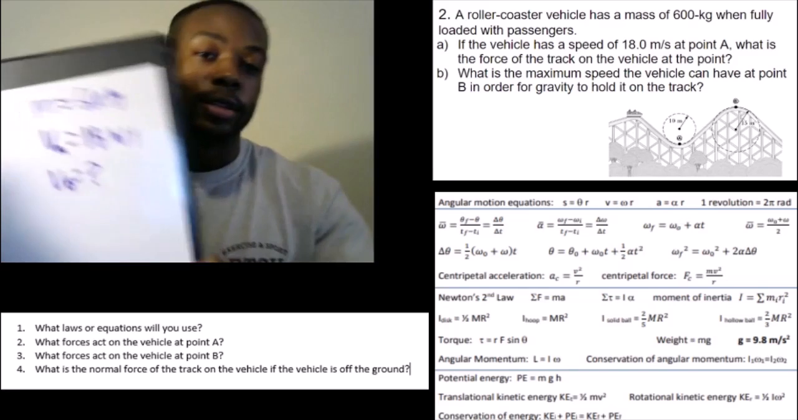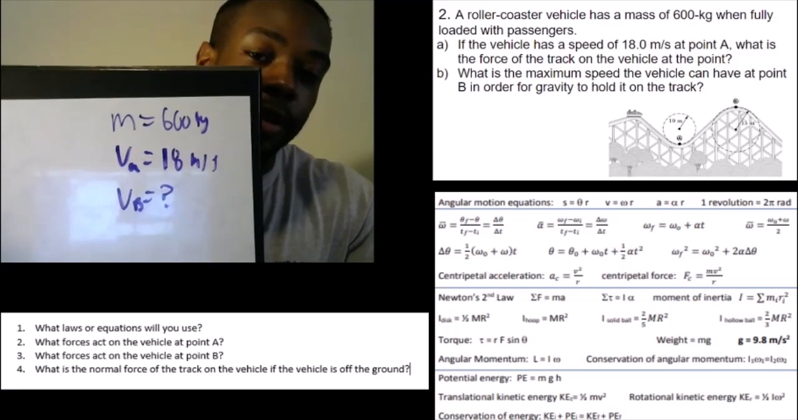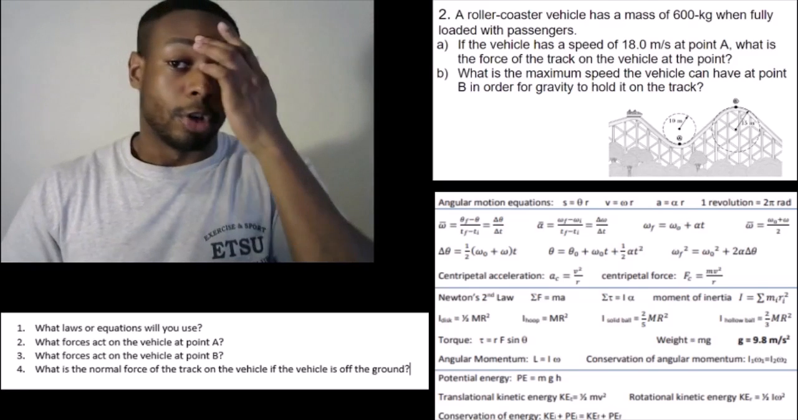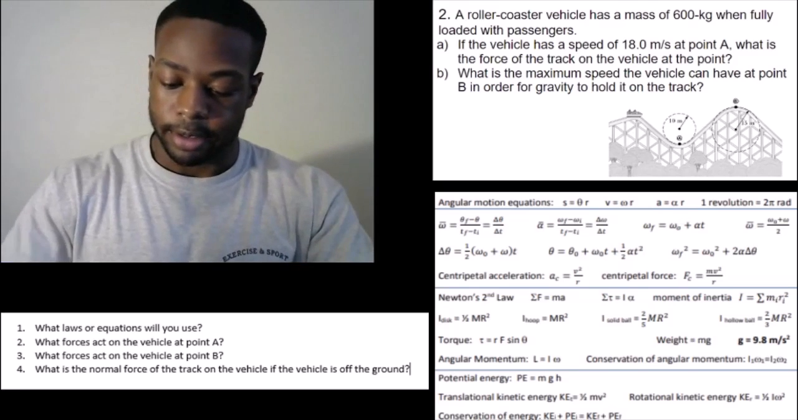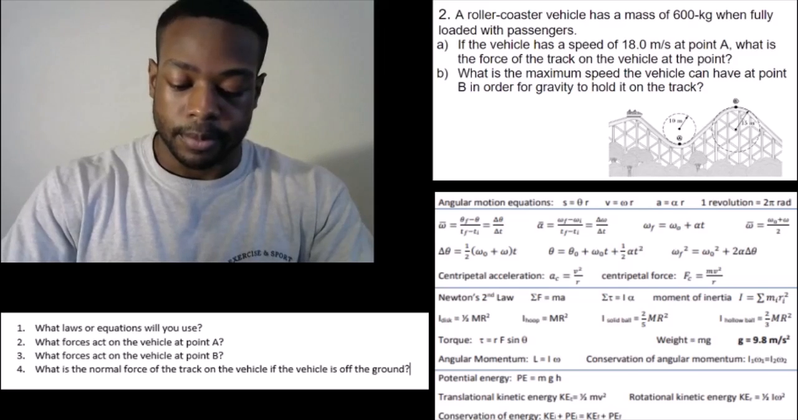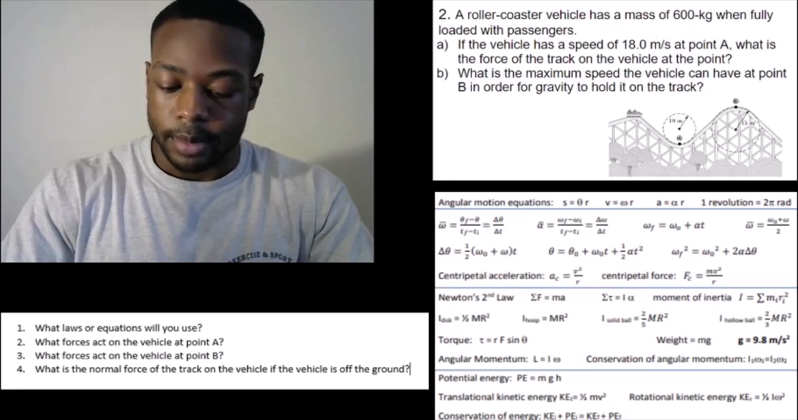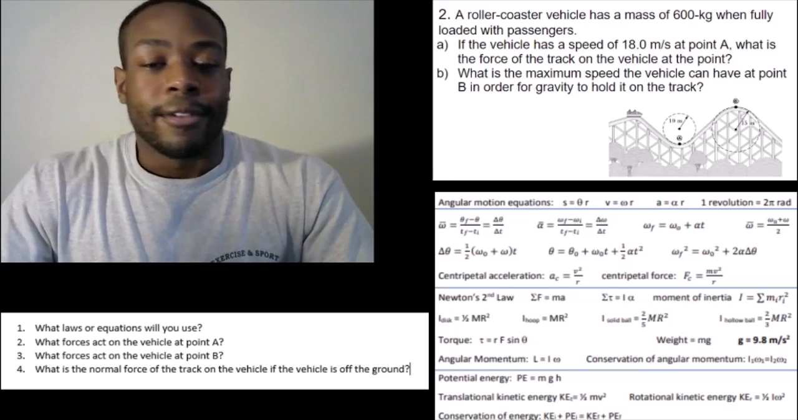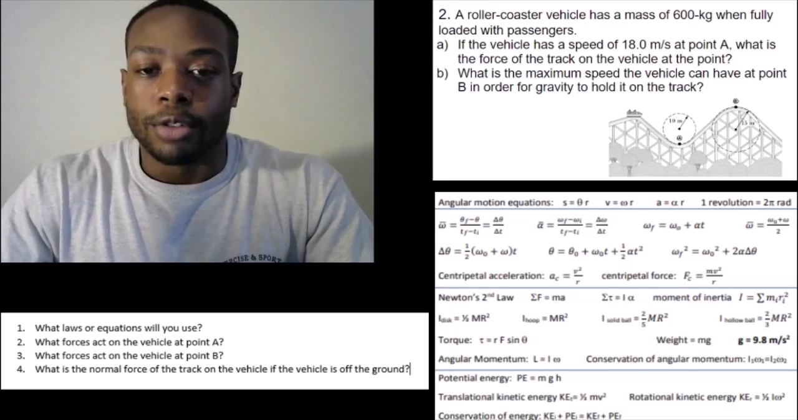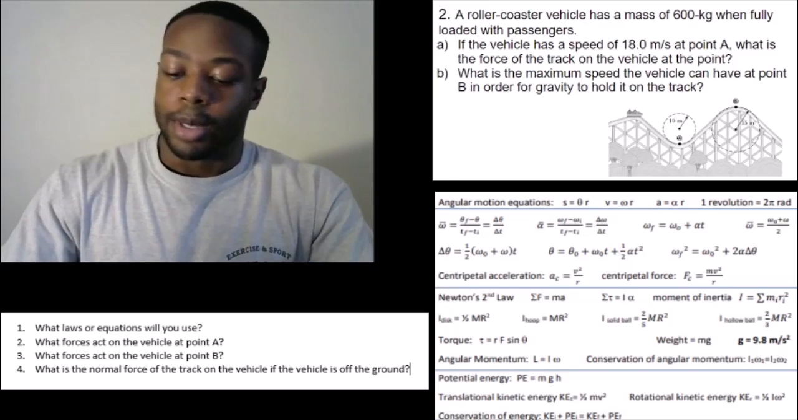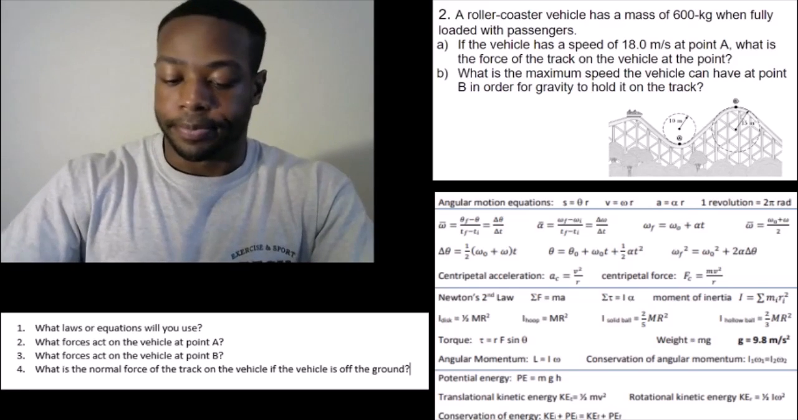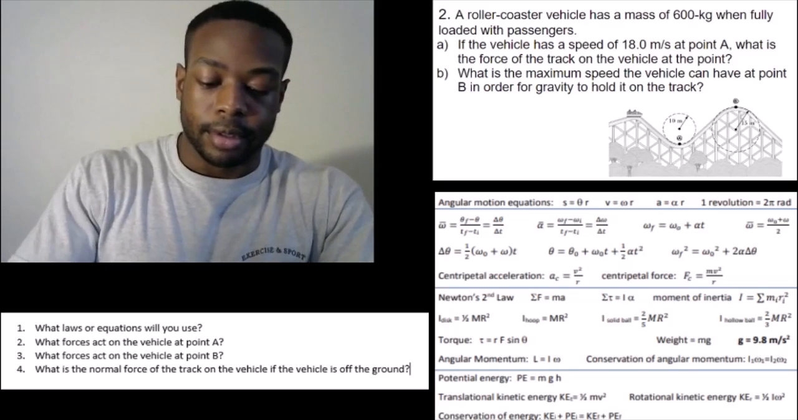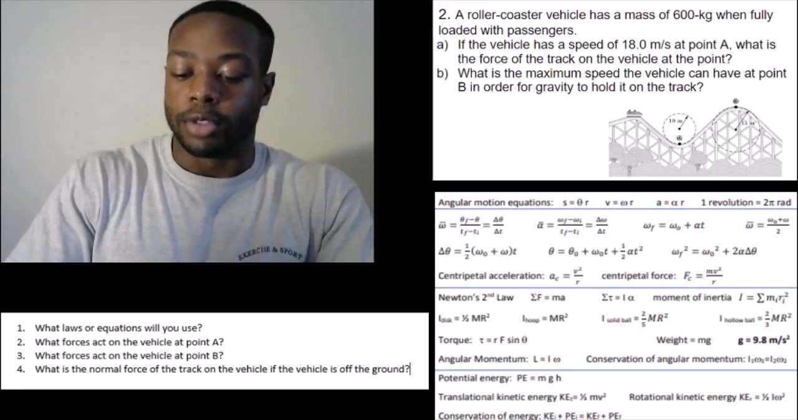So that's what we're looking for. Pretty clear. Mass 600 kilograms. We've got A's velocity, we don't have B's velocity. We're looking for the normal force in part A, correct? So I didn't write that. Okay. So the question I want to ask you guys is what laws or equations will you use, and that's not overly difficult at all. Here you're going to use Newton's second law again. So sum of the forces equals the mass times acceleration.